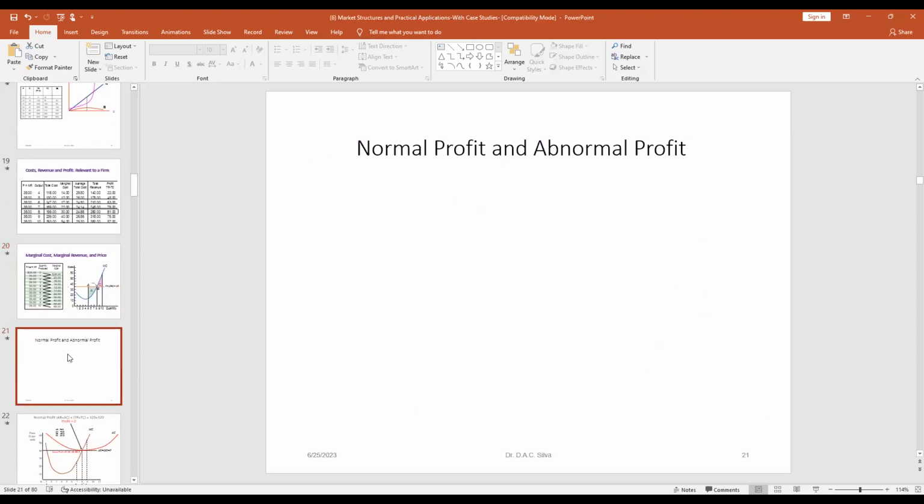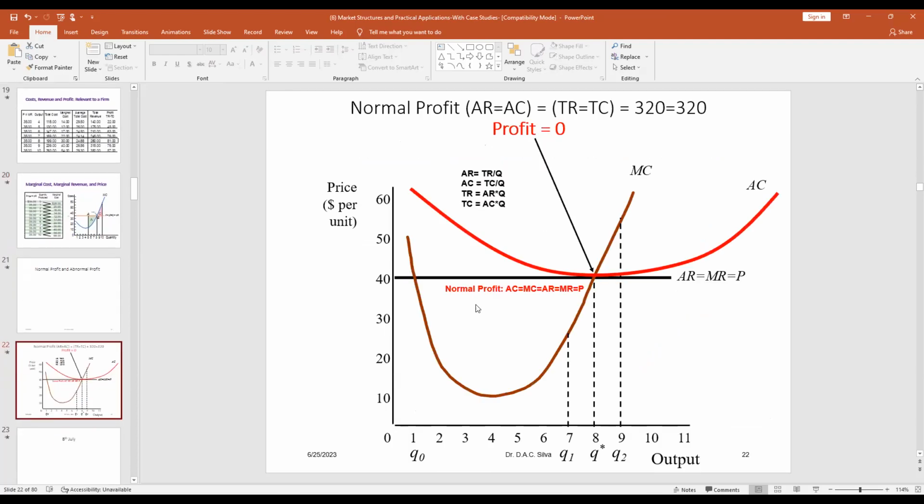So we come to the normal profit situations right now. If you have this type of situation, if the AC curve goes like this, look at AR equal to AC. AR, how are we going to calculate? TR divided by Q. AC is calculated by TC divided by Q. TR is AR multiplied by Q. TC is AC multiplied by Q. I actually gave this information for you to understand. Now you can calculate. Tell me what is the profit at price 40. Calculate and let me know.